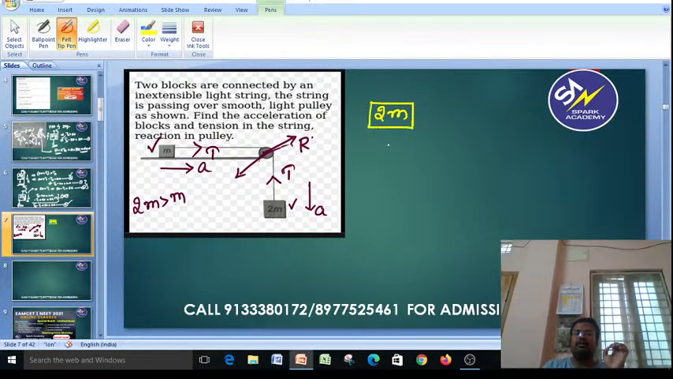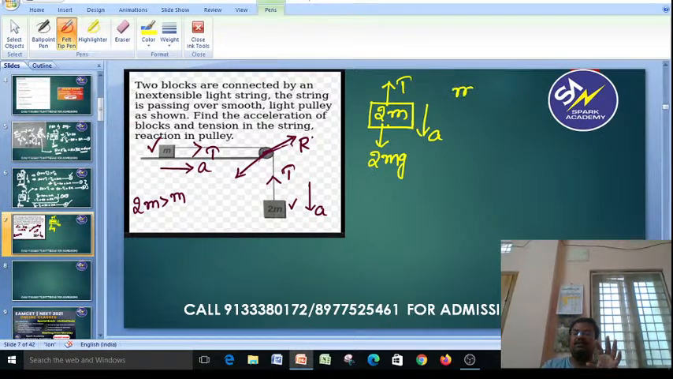This is the 2M block, and its weight acts in the downward direction, that is 2mg, mass into acceleration due to gravity. Tension acts in the upward direction, and the acceleration of the block is in the downward direction. I am applying the same concept. What is the net force acting on the 2M block?